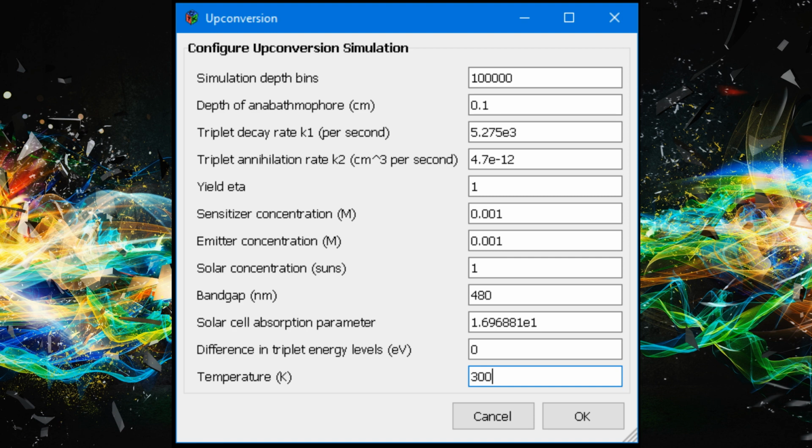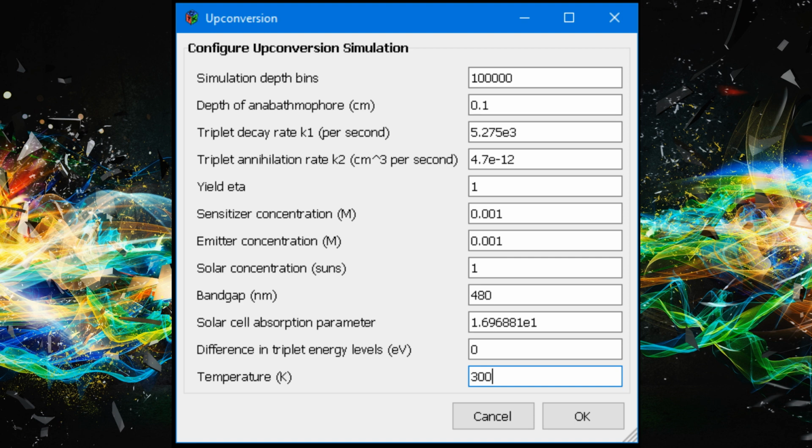Finally, you should enter the temperature of your device. This is really only relevant if the difference in triplet energy levels is not so big. The units of temperature are Kelvin. Most people operate their experiments at 300 Kelvin. However, solar cells in the field can operate at a higher temperature.